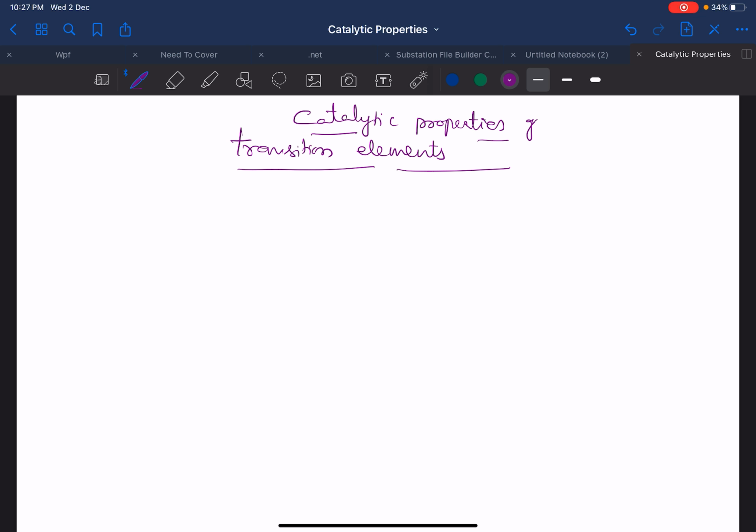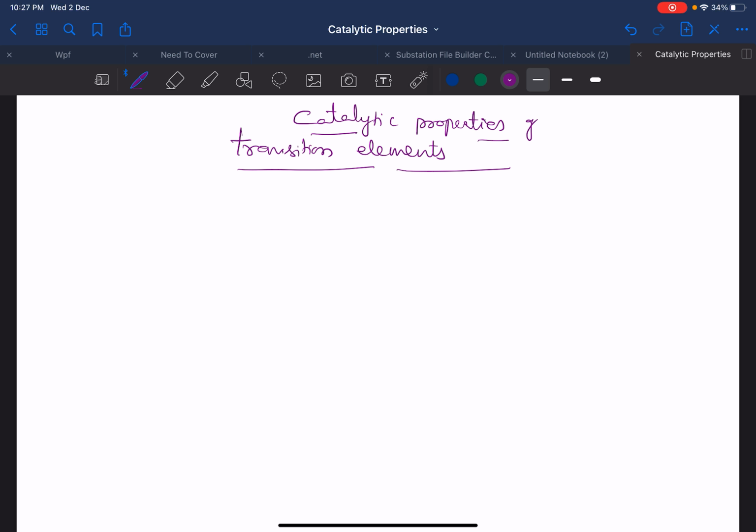Today we are going to learn about catalytic properties of the transition elements. We have already known the magnetic properties, complex compound formation and multiple oxidation states in our D block elements or the transition elements. Now we are going to learn about the most important characteristic features of D block elements, that is catalytic properties, then interstitial compounds, and the third one is alloy formation.